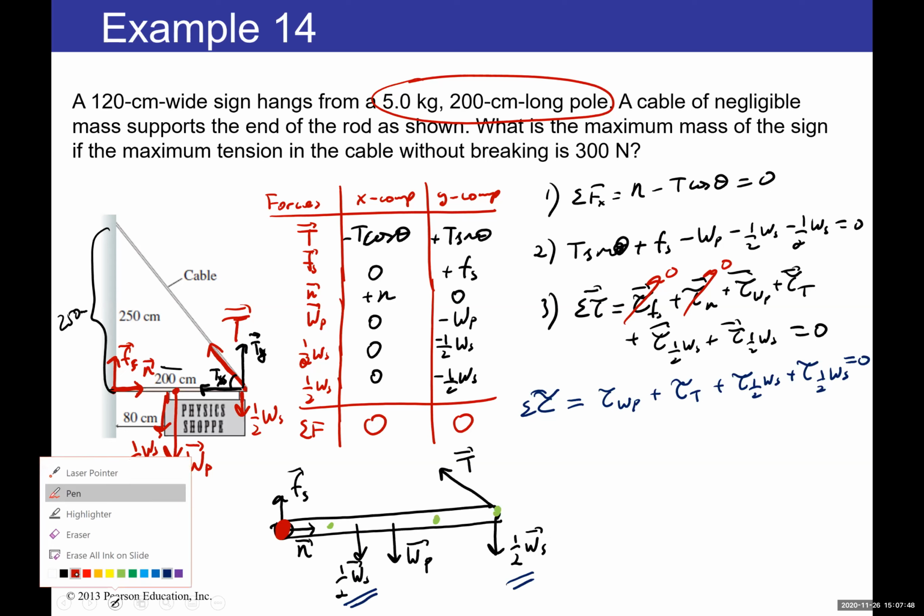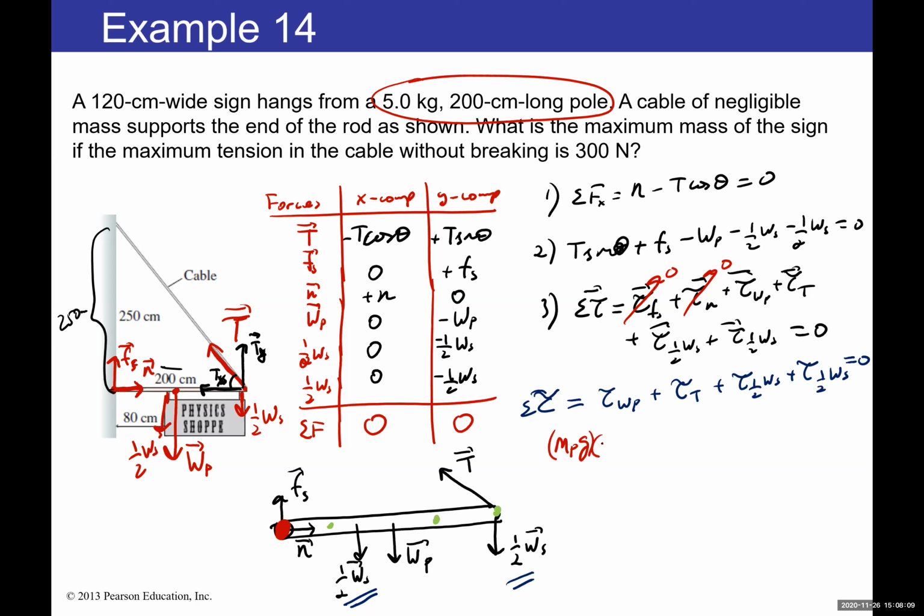Taking that left end to be my pivot point or axis of rotation, I'm going to first write in terms of the weight of the pole. Well, the torque due to the weight of the pole is the force magnitude, which is mass of the pole times g, then times its distance, which is half the length. So it's 0.1 meters or 1 meter actually, right? Because it's 100 centimeters.